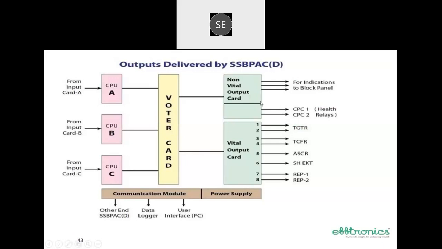Yeah. So we have the non-vital output card and the vital output card. The non-vital card drives indications on the block panel, and the vital output card drives final relays or vital output relays of the system.